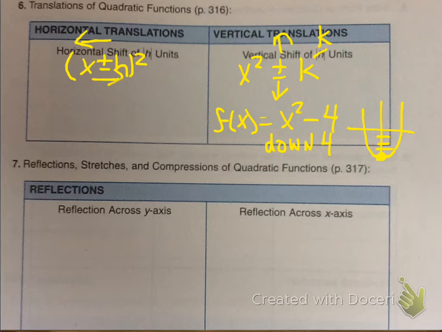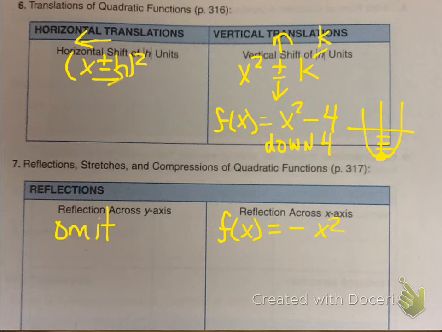I have reflection across the y-axis, so I'm ignoring this one. That one we're going to omit, and we're just going to look at the reflection across the x-axis. How do I get a reflection? Just put a negative in front of everything. So it'll be like negative x squared.